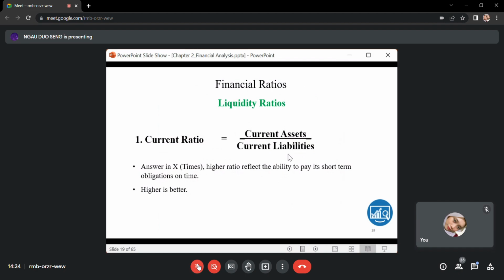If you get satu, answer is 1 time. 1 time is enough. One current asset equal to one current liabilities, meaning cukup sahajalah, just enough to pay off the current liabilities. If the answer is 0.5, meaning that is not good lah, meaning that the company does not have enough current asset to pay off the current liabilities. Right, 0.5 is not enough, right?